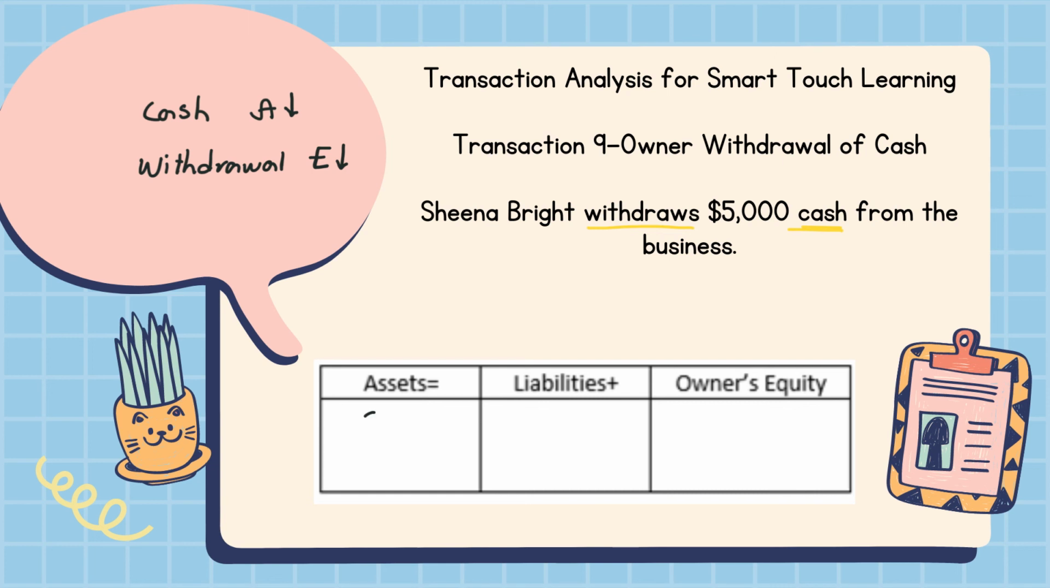So under assets, cash will go down because the business cash has decreased, so negative 5,000. And under equity, under withdrawals, it will also decrease by 5,000. Equity will decrease by 5,000. Now the equation is balanced.